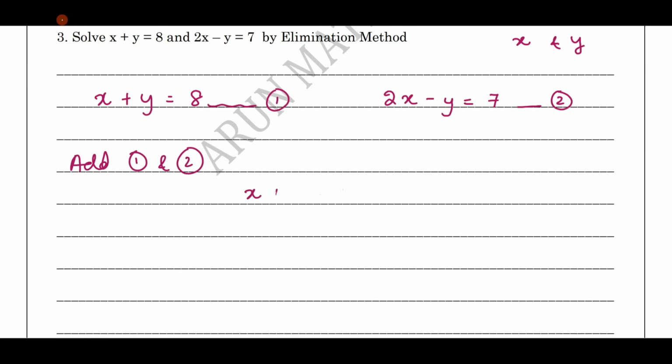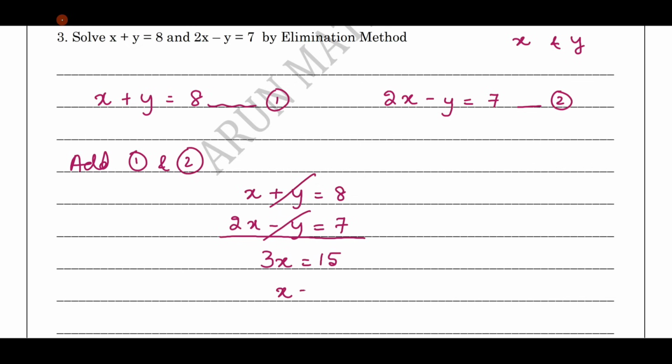So the first equation is x plus y equals 8. The next equation is 2x minus y equals 7. You should learn when to add the linear equations and when to subtract. You will subtract when the variables have the same sign, to make them opposite in sign. Here, plus y and minus y will get cancelled because they are opposite in sign and have the same coefficient. Now, x plus 2x is 3x. 3x equals 8 plus 7, which is 15.